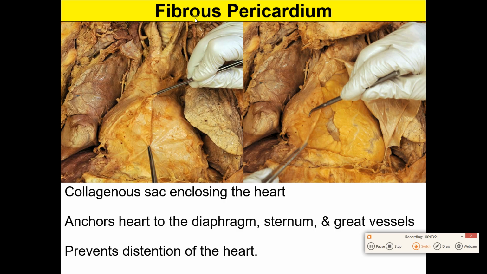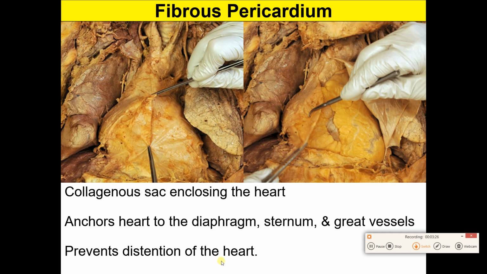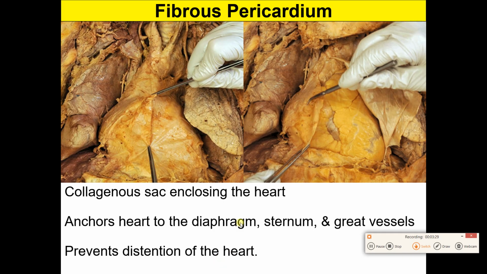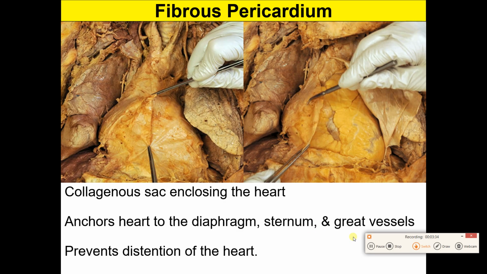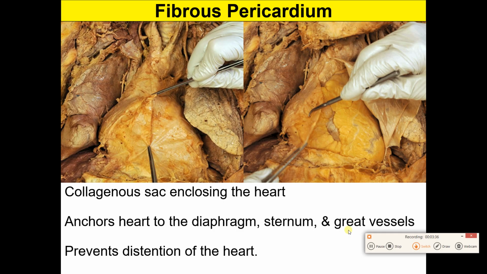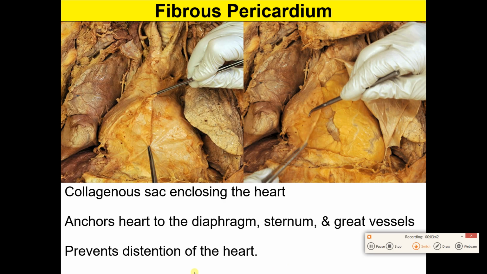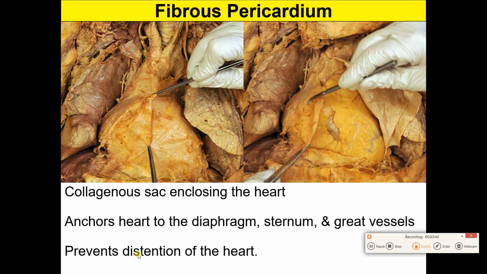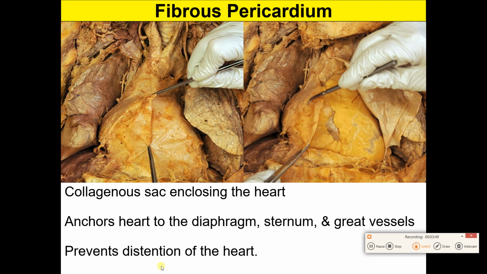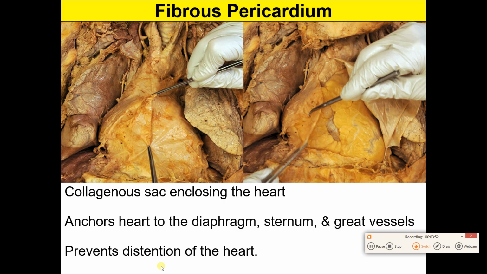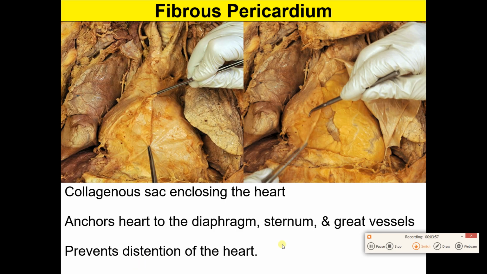Now, the fibrous pericardium is going to anchor the heart. It's going to attach it to nearby things, such as the diaphragm, which remember was below it, such as the sternum, which is in front of it, as well as the great vessels, so like the big veins and big arteries that we're going to learn about around the heart. And one of the other functions of the fibrous pericardium is it prevents distension. So we don't want the heart to overfill with blood. And having this bag around the heart, this bag that's not that stretchy, prevents the heart from overfilling or distending.